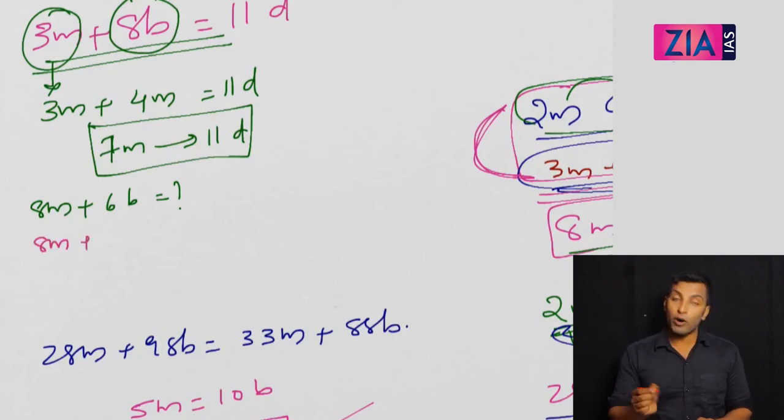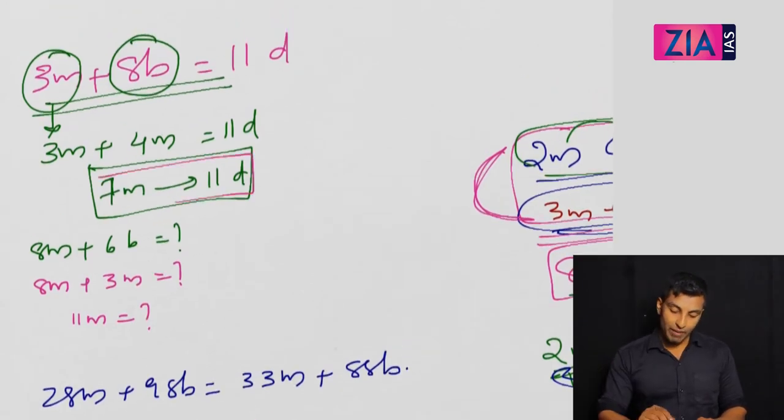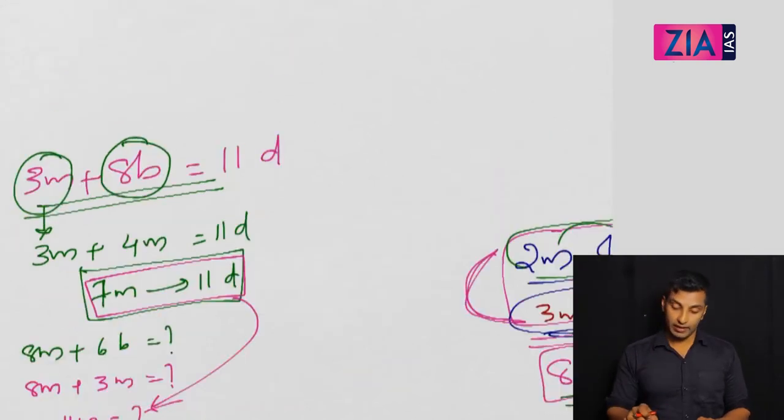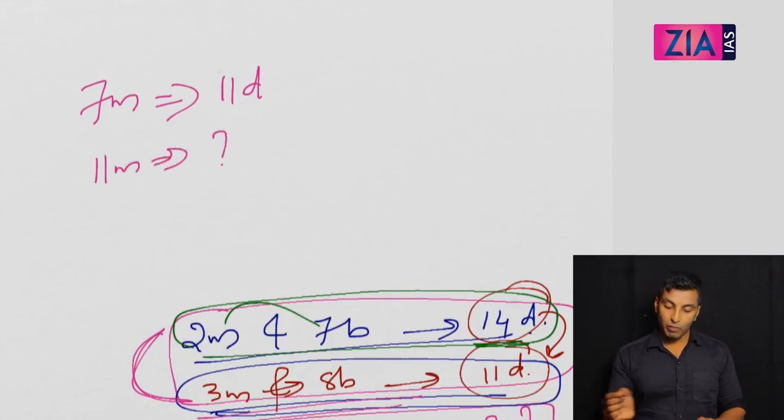So 8 men, convert boys into men. That's what we have done, right? 6 boys means 3 men, in how many days? So basically 11 men can finish in how many days? Now the question is reduced like this. We know 7 men can finish in 11 days. 11 men can finish in how many days? That's the question, right? See, 7 men can finish in 11 days. 11 men can finish in how many days?